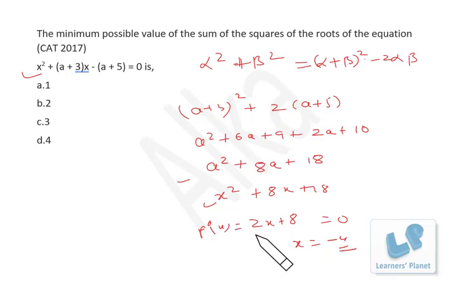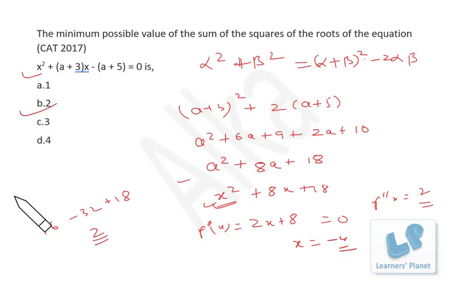So the second derivative will be 2 only, f double dash x. So that's a positive quantity. That means at x is equal to minus 4, you will get the minimum value of this expression, right? So the minimum value of this expression will be obtained by putting x is equal to minus 4. So minus 4 square, that is 16. Then 8 into minus 4 is minus 32, then plus 18. So 18 plus 16, 34 minus 32 is 2. Okay, so the minimum possible value of the sum of squares of the roots of this equation is 2, right?